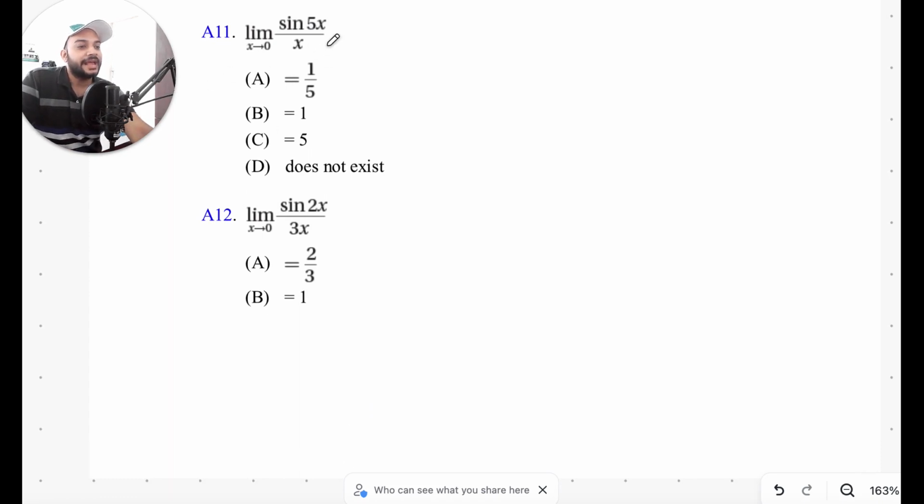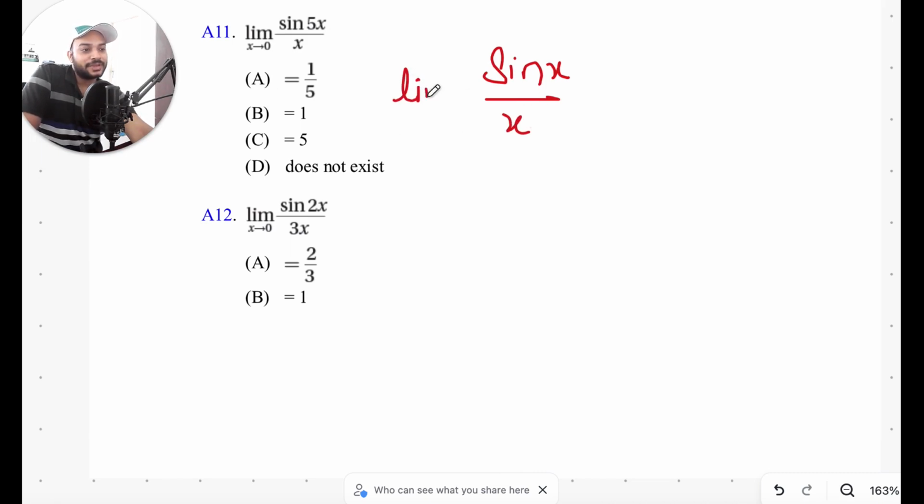Now limit sine of 5x over x when x is tending to 0. So sine of 5x over x. We know that if I was asked the limit of sine of x over x as x tends to 0, this would be 1. Why? Because for very small values of angle x, sine x is approximately equal to x. So x over x would become 1.